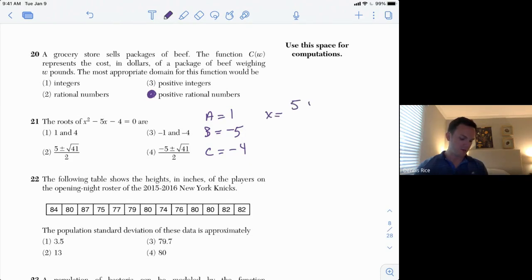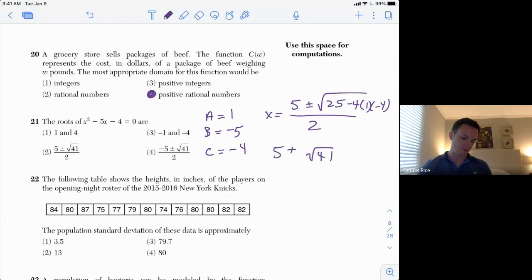Negative B plus or minus the square root of the radicand, all over 2A. Your radicand is B squared. Negative 5 squared is not negative 25. Minus 4AC, so plus 16. 25 plus 16 is 41. That doesn't help me. 5 plus or minus the square root of 41 all over 2. Oh, okay. Look at the difference between choice 2 and choice 4. 4 would get some people because people mess up the negative B part. If B is negative 5, negative B would be negative negative 5, or positive 5.